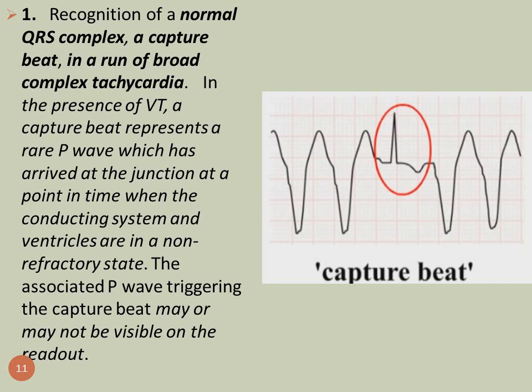In the presence of VT, a capture beat represents a rare P wave which has arrived at the junction at a point in time when the conducting system and ventricles are in a non-refractory state. The associated P wave triggering the capture beat may or may not be visible on the readout.